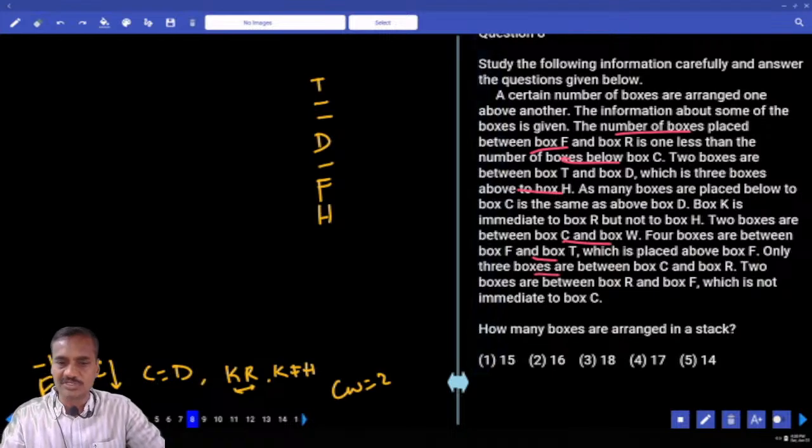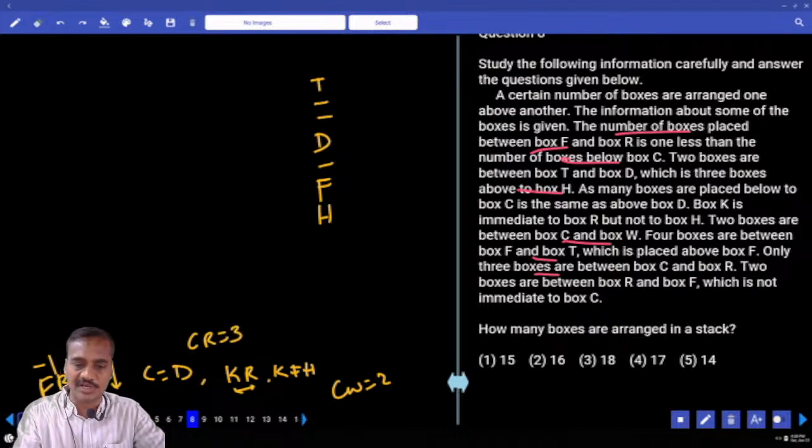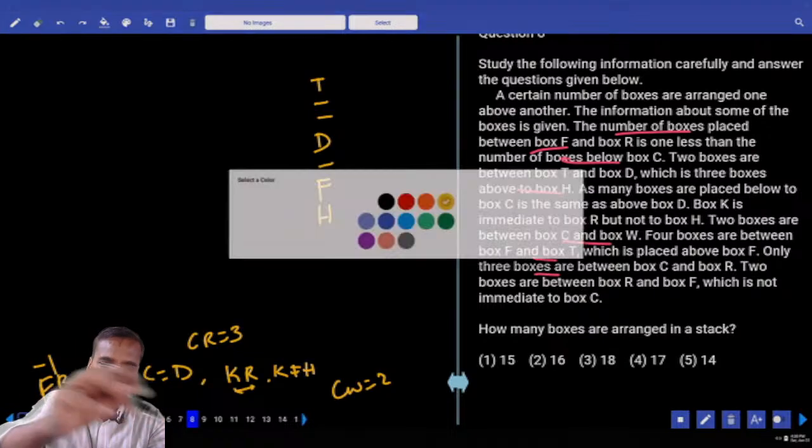Now 4 boxes between F and T, which is placed above F. And only 3 boxes between C and R. How many must there be between C and R? There must be exactly 3. And 2 boxes are between R and F. Now in between R and F there must be exactly 2 boxes. F is not immediate to C. Hence F can be above or below. Clear?